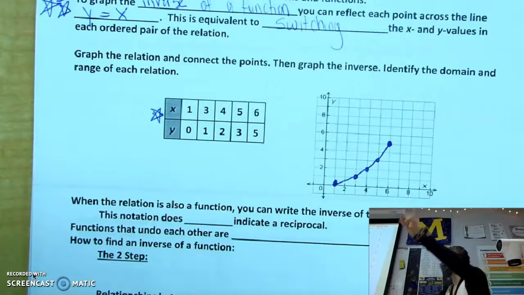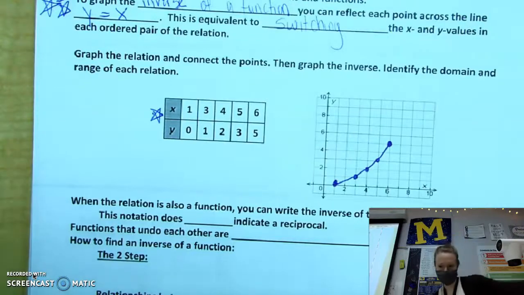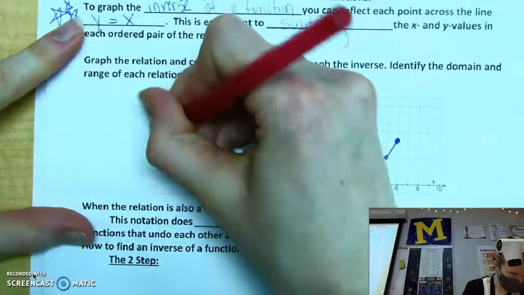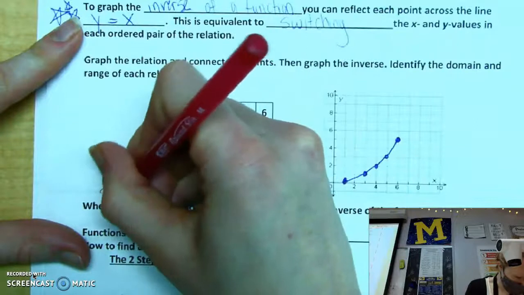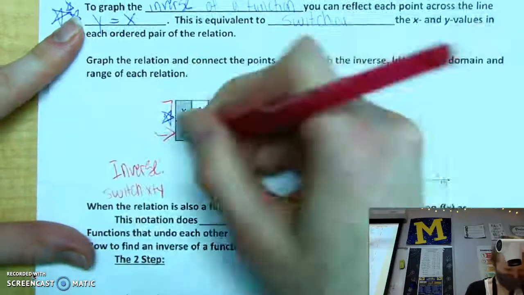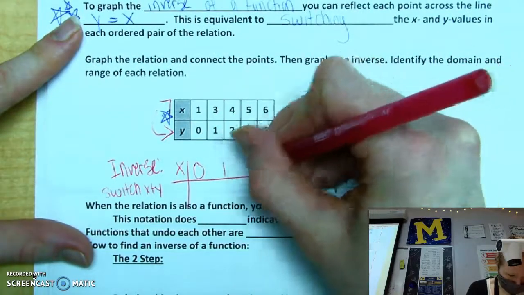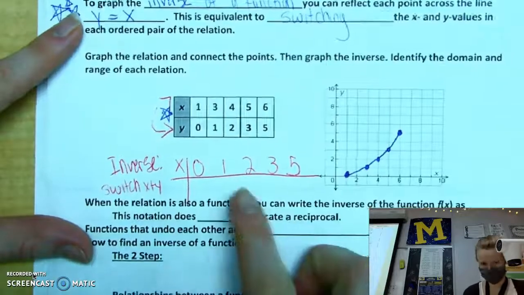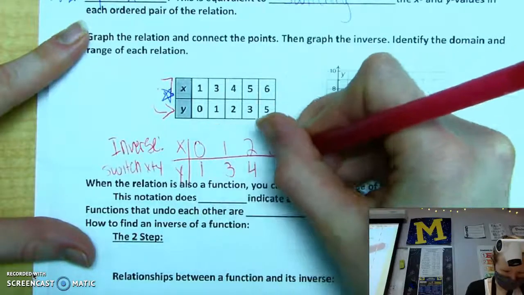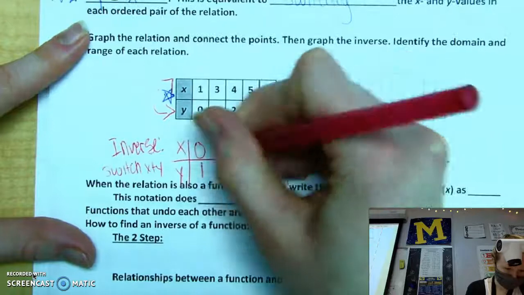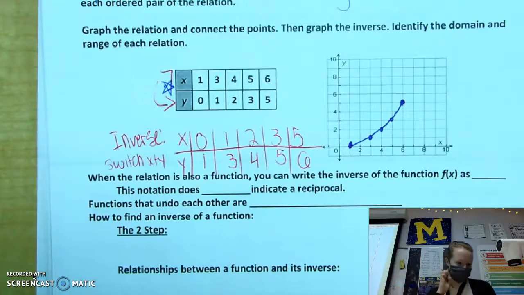And remember, there's two different ways to find the inverse of a function. So you can either reflect or switch the x and y. So for the inverse, we're going to switch x and y. So in this case, our x's are now going to be 0, 1, 2, 3, and 5. And then our y values are now going to be 1, 3, 4, 5, and 6. Do you see how I just switched the top with the bottom? And let's look at what this looks like on the graph, right?